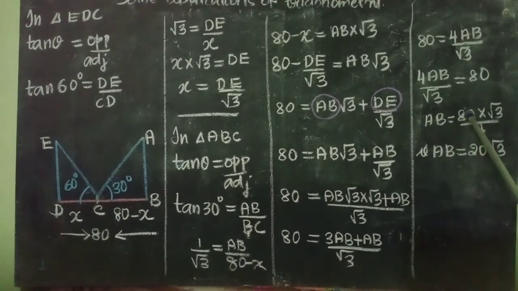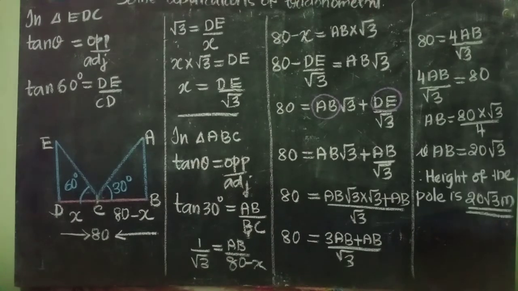AB equal to 80 into root 3 by 4. This divided by root 3 is taken to right side. It became into root 3. Here into 4, it became divided by 4. Now we can cancel this 80 and 4. We get 20. So we get AB equal to 20 root 3. Therefore, height of the pole is 20 root 3 meter.